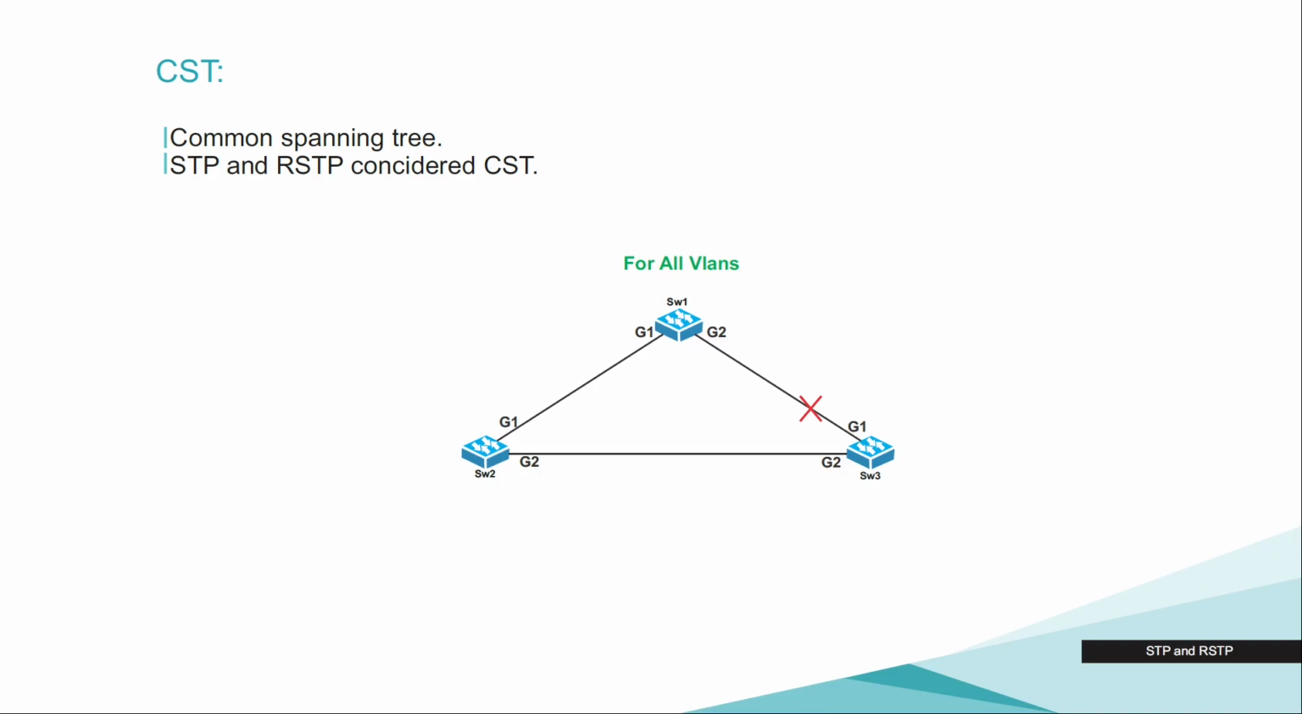In our example, we have switch 1, switch 2, and switch 3. For Common Spanning Tree Protocol, only one spanning tree will work for all the VLANs. In our example, Spanning Tree Protocol blocked the port G1 on switch 3. So G1 will be the blocked port for VLAN 1, VLAN 2, VLAN 3, and any VLAN configured on our devices.